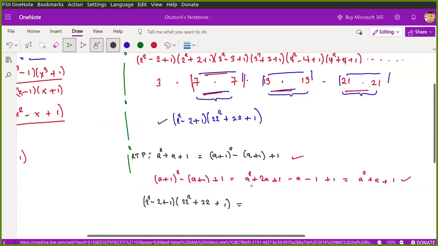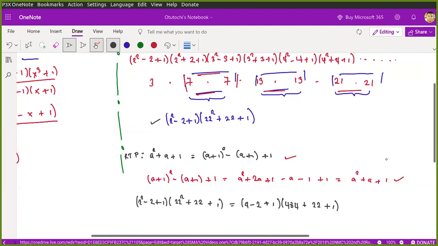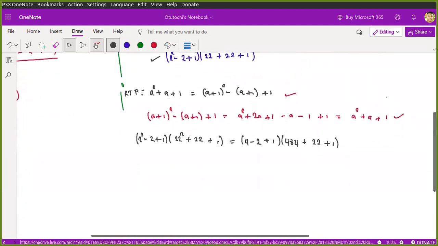2 squared is 4 minus 2, or let me just write it out. 4 minus 2 plus 1, and 22 squared is 484, plus 22 plus 1, right? And then that's equal to, let me scroll down a bit. That's 4 minus 2 is 2, plus 1 is 3. Then 484 plus 22 is 506, plus 1 is 507. So we just need to check if 3 times 507 is a square.